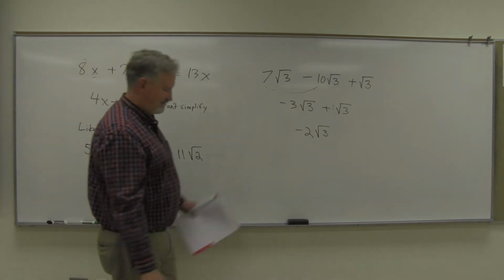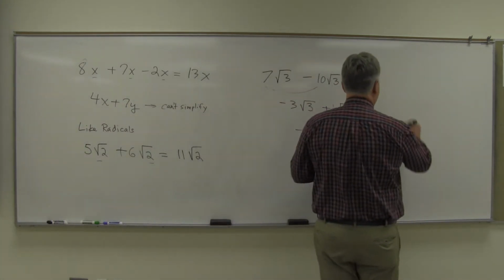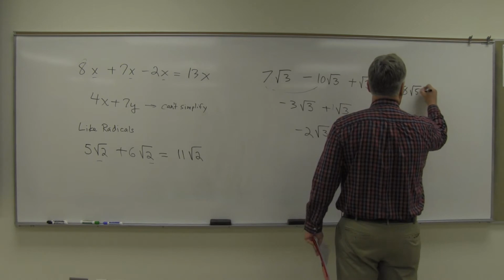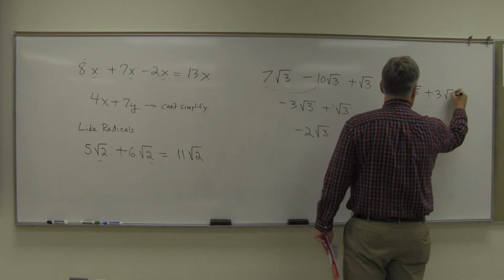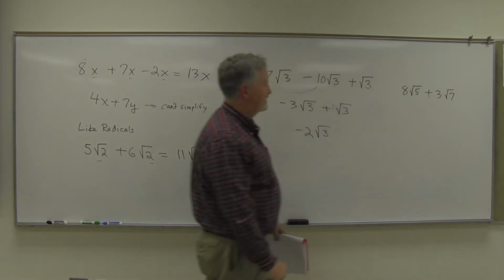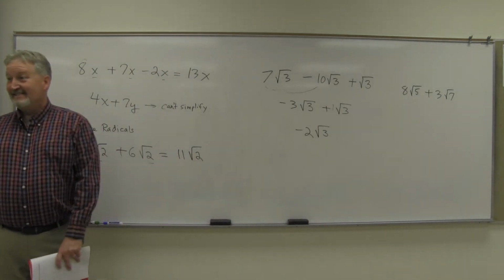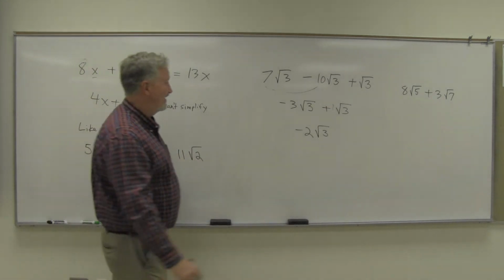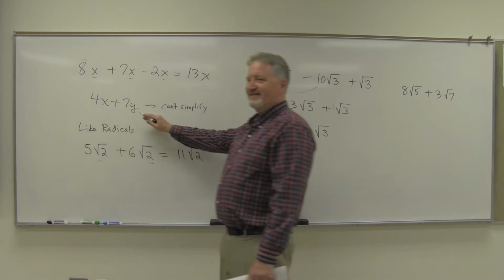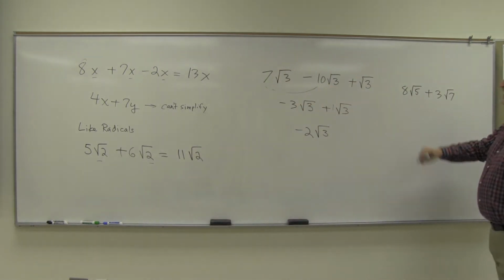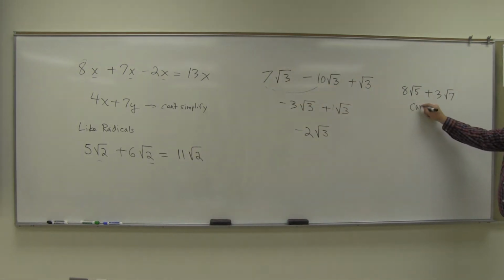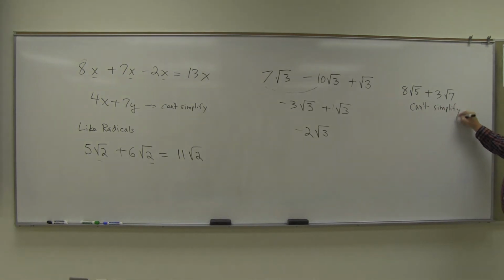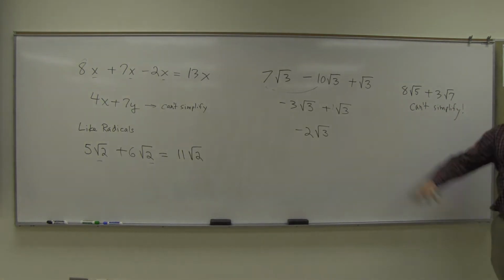What about this one? 8 square root of 5 plus 3 square root of 7. You can't do anything. All right. Why not? Doesn't have like radicals. So you can't simplify that. It's not like radicals. So that's going to be the answer? That's the answer. Kind of a trick question, isn't it?